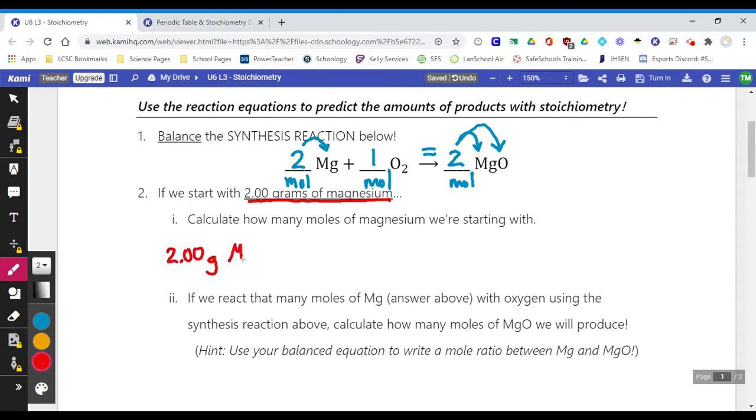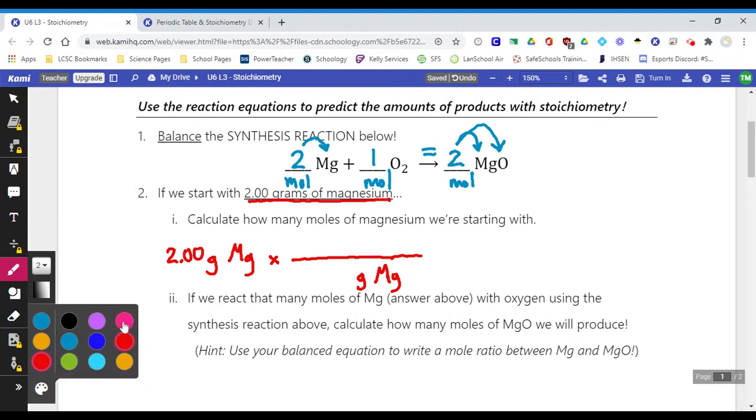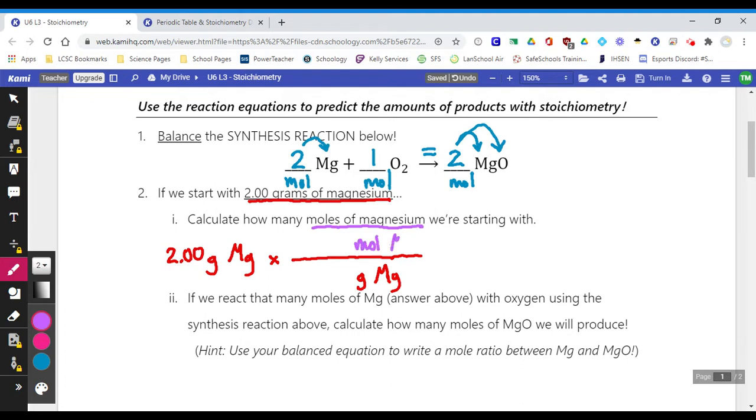2.00 grams of Mg times a fraction bar. I don't want the unit of grams of magnesium anymore, so I'm going to get rid of it on the bottom of this fraction bar. So grams of Mg is going down here. Up on top, I'm going to want what I'm trying to convert to, which in this case is moles of magnesium. So I want moles of magnesium up here. Okay, so this is my conversion factor.